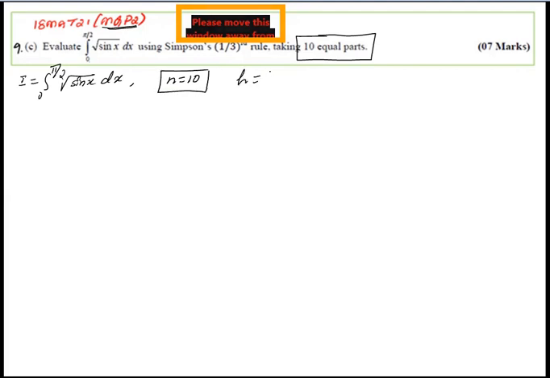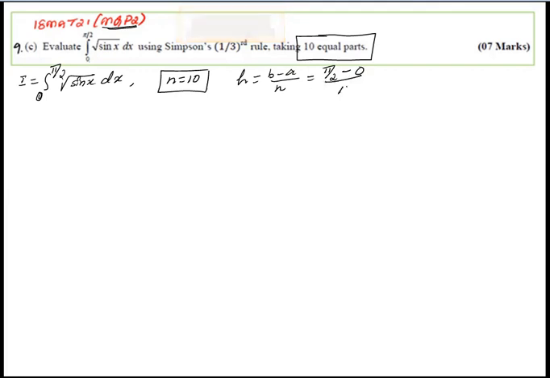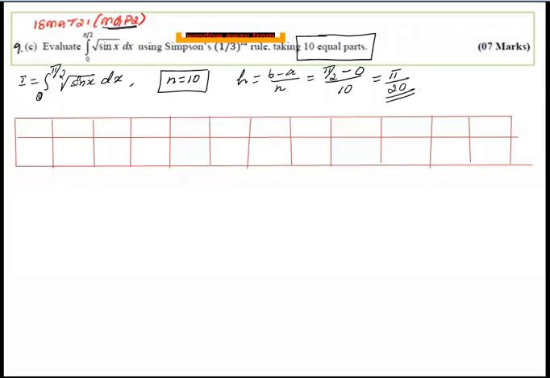H value is (b minus a) by n, that is pi by 2 is the b value minus 0 is the value of a, divided by 10 equal parts, or you can write pi divided by 2 into 10, that is pi by 20. Next, make a table of x and f of x. Your f of x is square root of sin x, and x value is from 0 to pi by 2 with the distance pi by 20.